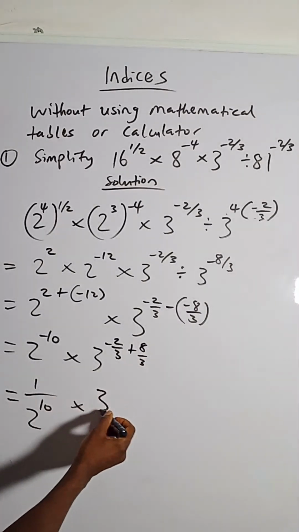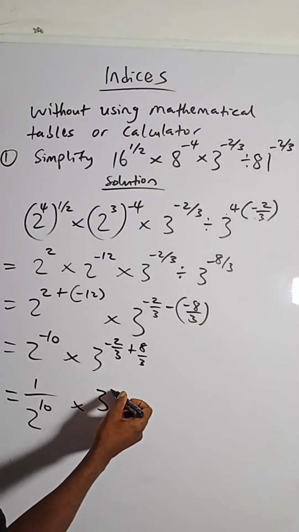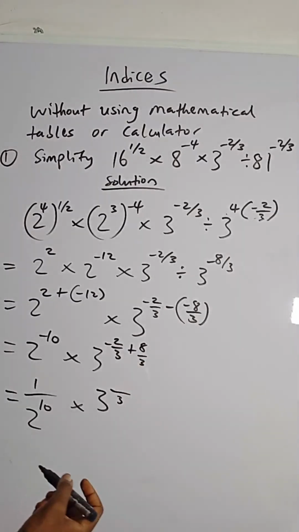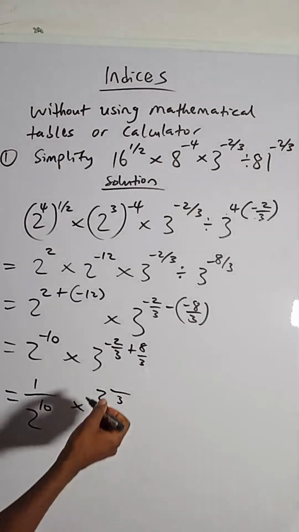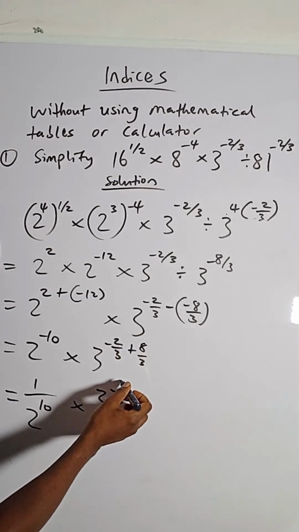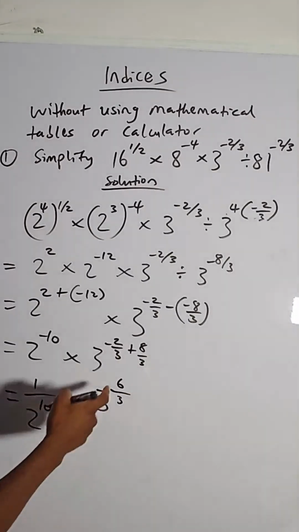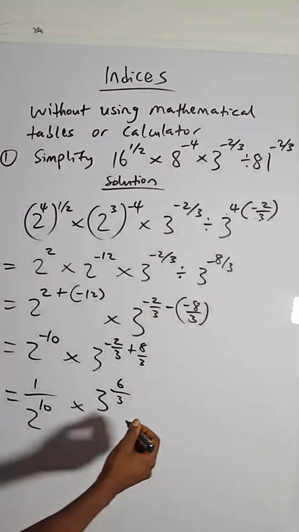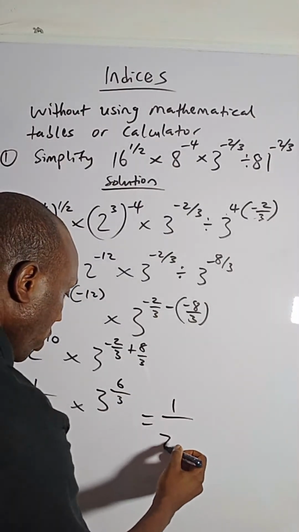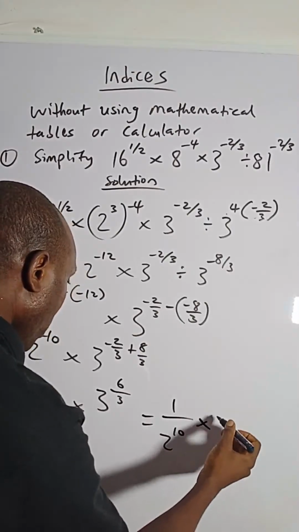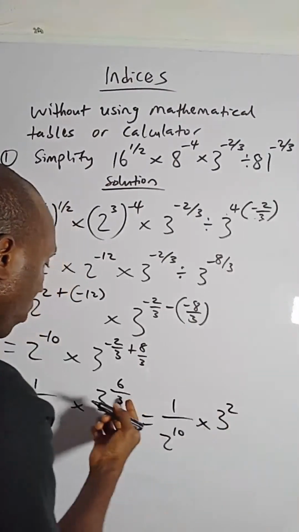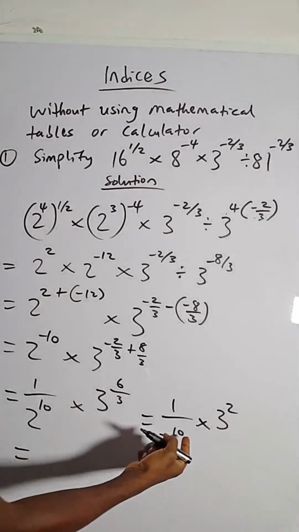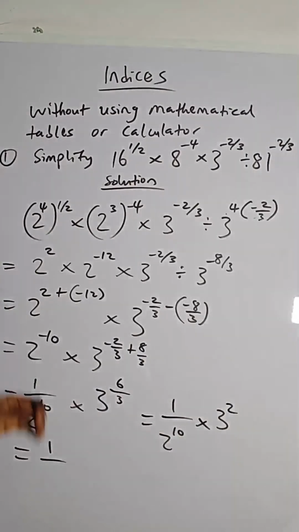Making sense. So the LCM is 3, the same. So minus 2 plus 8 is what? That's 6. Minus 2 plus 8 is 6. When you do 6 divided by 3, you get what? 2. So this will become 1 over 2 raised to the power of 10 times 3 raised to the power of 2, because 6 divided by 3 is 2. Finally, your answer will become 1 over, what is 2 raised to the power of 10?